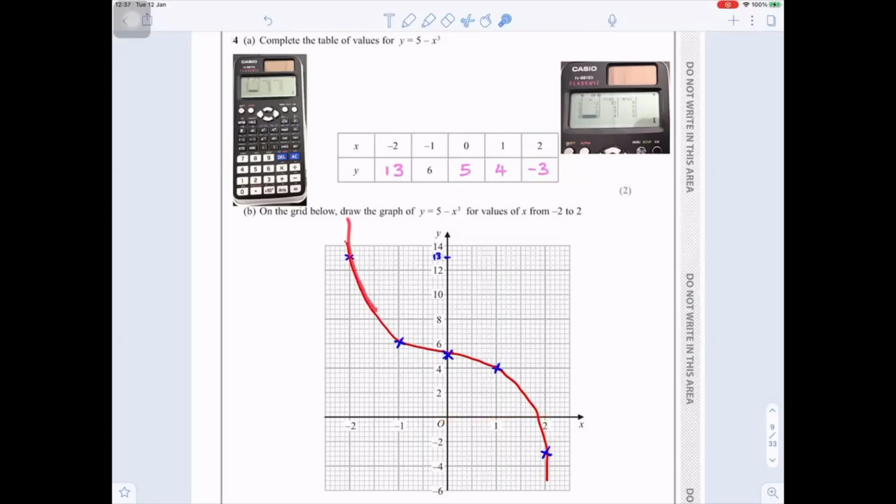And you join it with a smooth curve. Do not use a ruler. No ruler. It is a curve. It's a cubic curve, and the x cubed is negative, so that's why it's coming down. So it is a curve. Don't use a ruler.